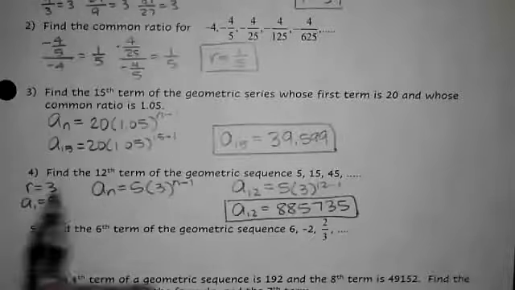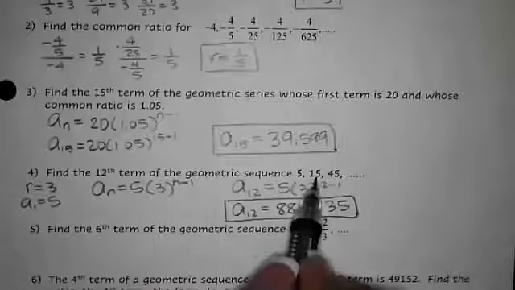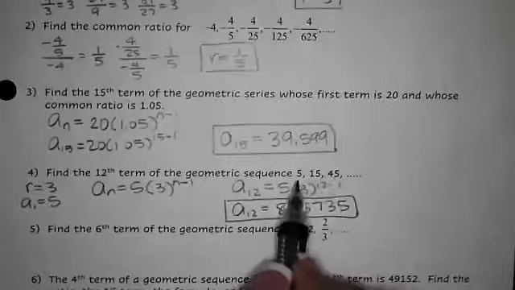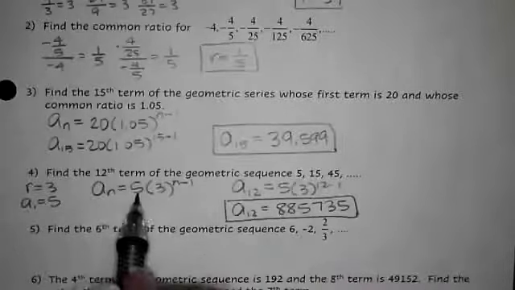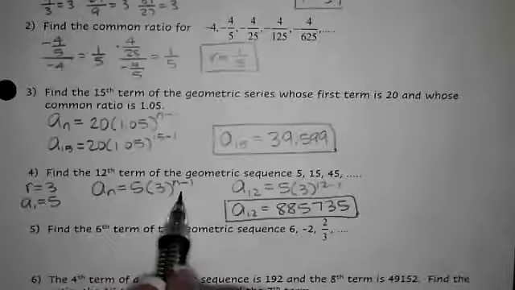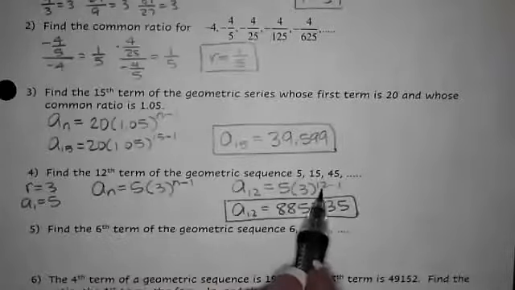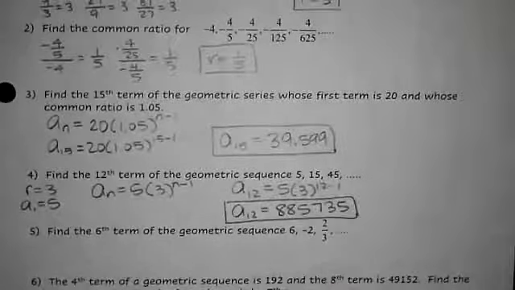Check your work here. You should have gotten that the ratio was 3 when you divided each one of these. And our beginning term was 5. That gives us this equation here. And then when you're looking for the 12th one, you plug in 12 for the n, and you find that it is 885,735.